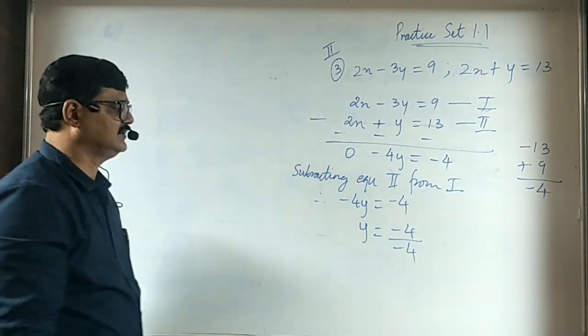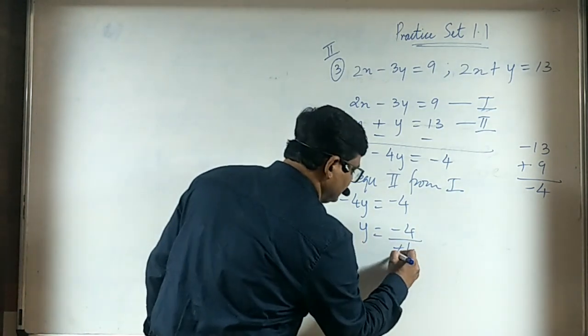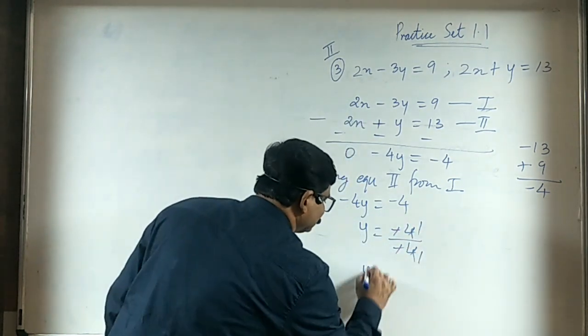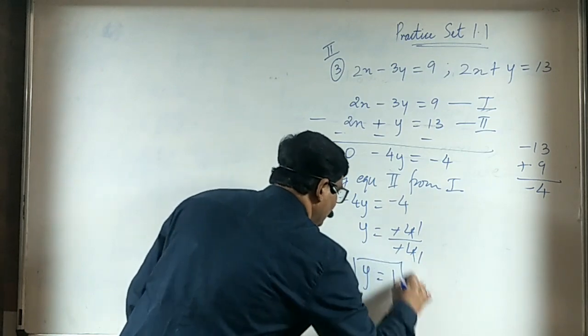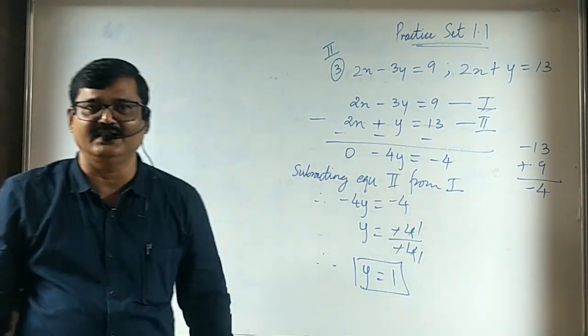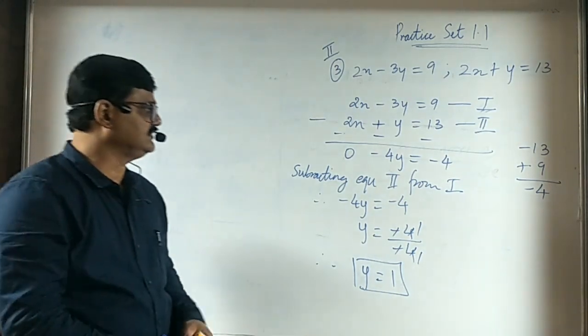You can see that both the numbers are minus, so we can cancel this minus minus sign. 4 ones are 4 and 4 ones are 4, and that's how we got the value of y is equal to 1. We got the value of y is equal to 1. That is our second step over.